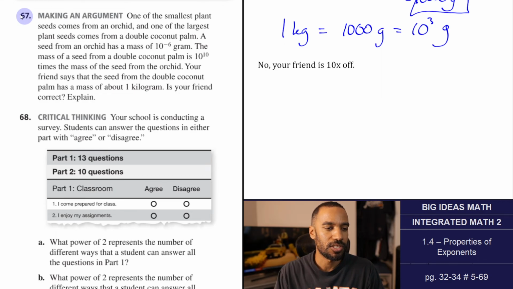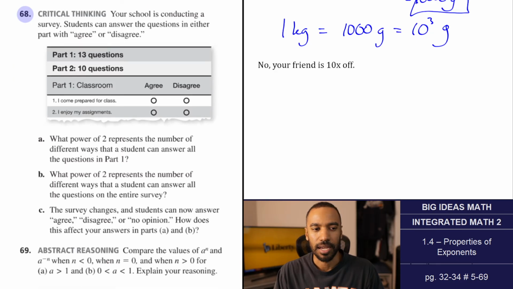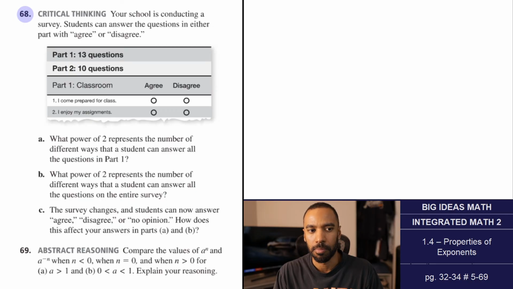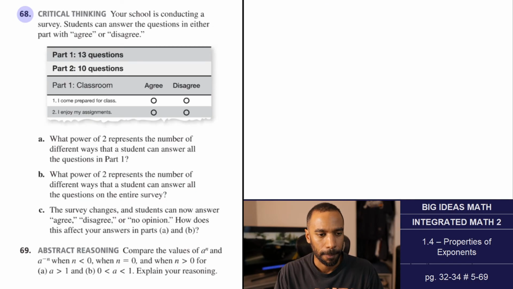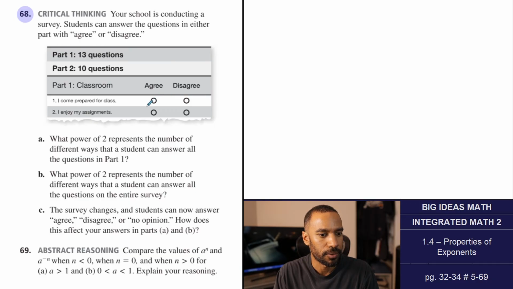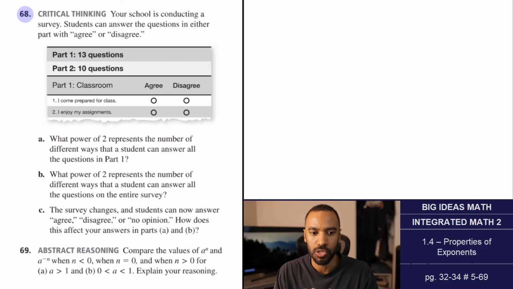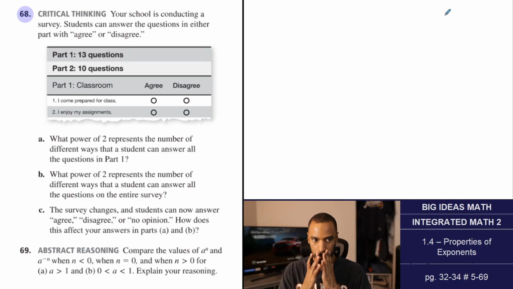All right, number 68. Critical thinking. Your school is conducting a survey. Students can answer the questions in either part with agree or disagree. Part 1 is 13 questions. Part 2 is 10 questions. I come prepared for class. I enjoy my assignments, and so on. Agree or disagree. What power of 2 represents the number of different ways that a student can answer all the questions from part 1? So part 1 is 13 questions.